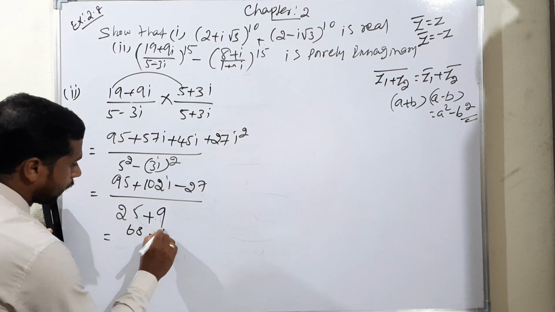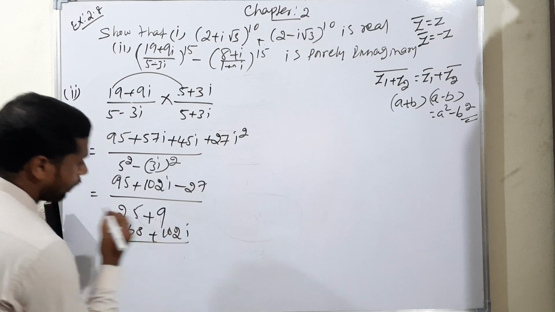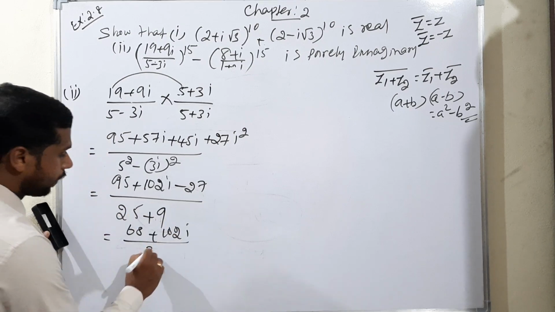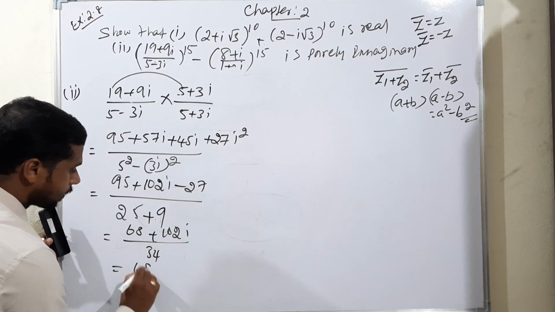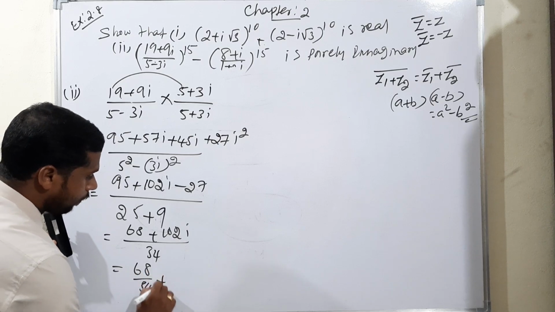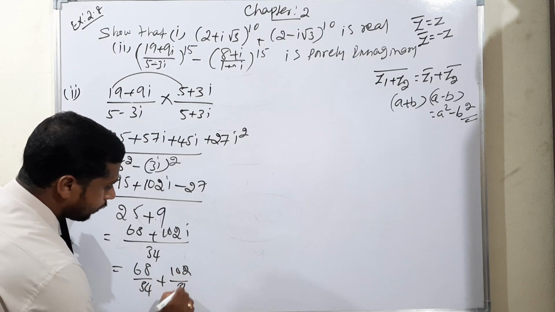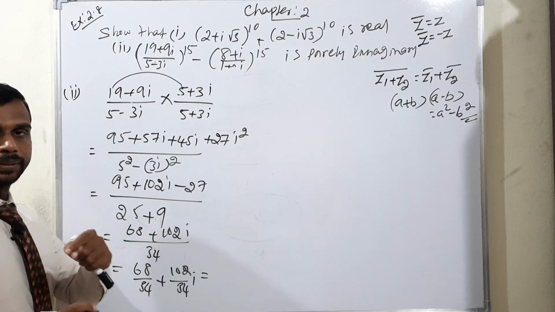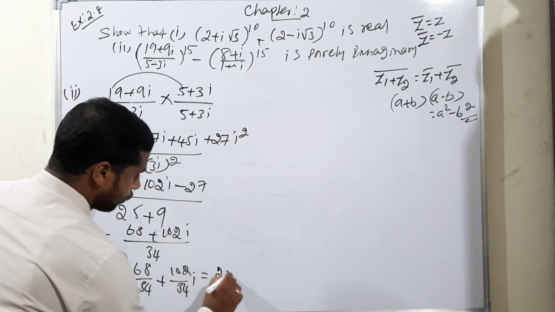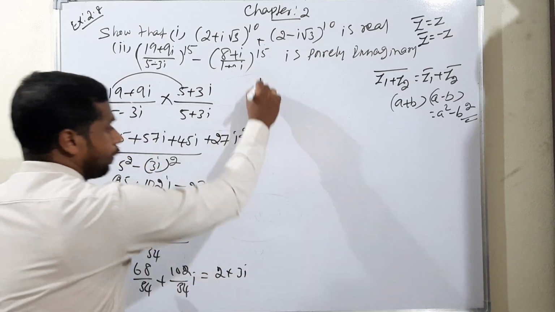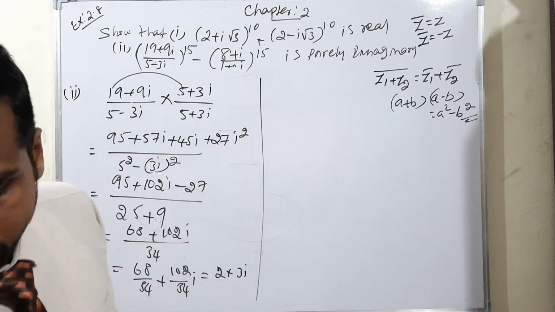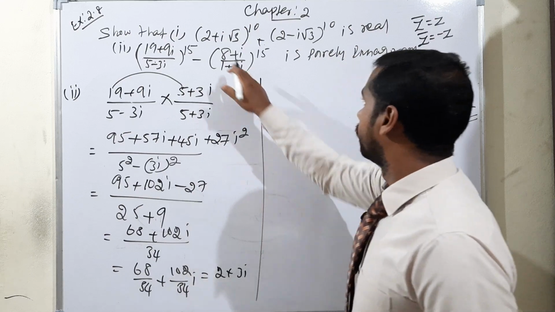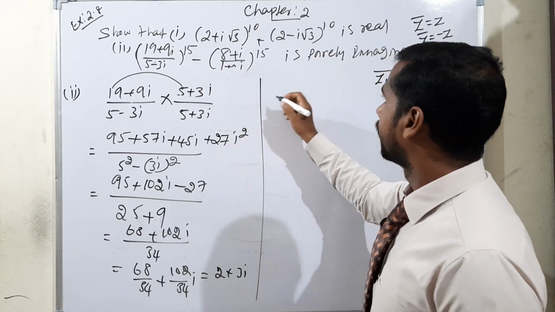So 68 plus 102i divided by 25 plus 9, which is 34. Separating, 68 by 34 plus 102 by 34 i. 68 by 34 is 2 times, since 34 plus 34 is 68. So 2 plus 3i. The first term is over. Moving to the second part. What is our second part? 8 plus i.